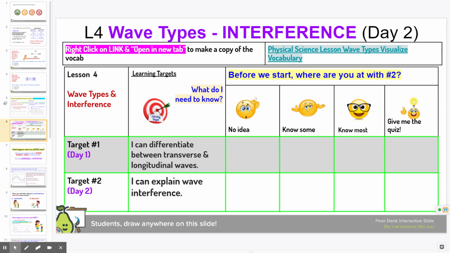The learning target for wave interference is the second half of the wave types lesson. And that learning target is I can explain wave interference. That target includes the determination of the resultant wave, or the new wave's amplitude and wave height.